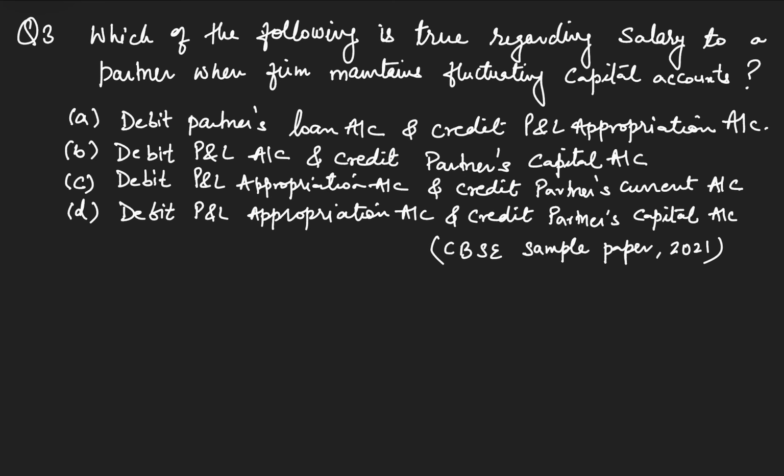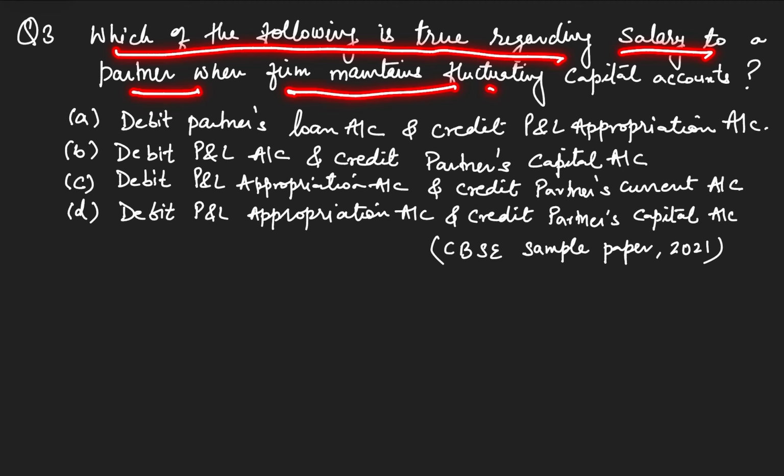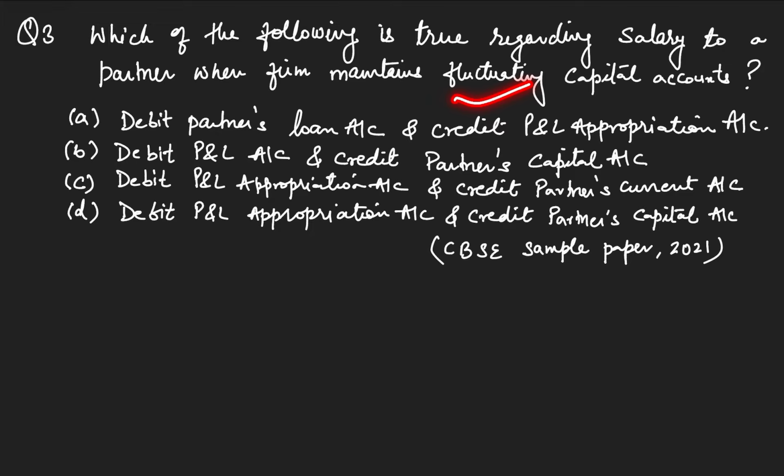Let's move on to the next question. Now this question was asked in the CBSE sample paper 2021. Which of the following is true regarding salary to a partner when the firm maintains fluctuating capital accounts? So here the method is clearly given and we are asked about the salary. So salary is a benefit, right?